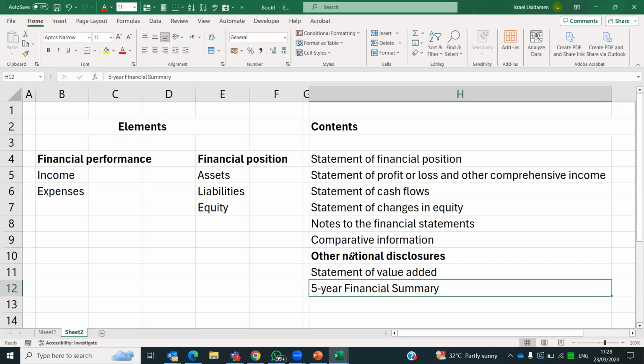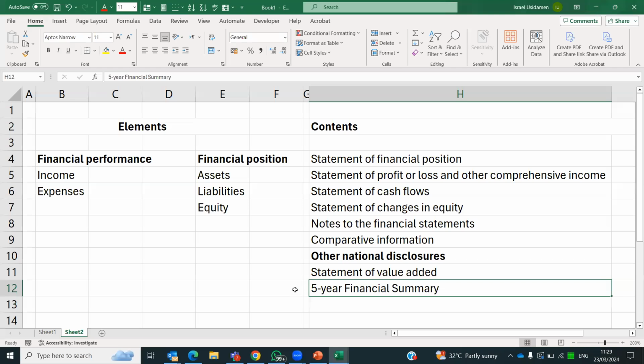When they ask you what are the contents, do well to explain to them that there is a content that is prescribed specifically by IFRS, and there is an additional content prescribed by the company law. In addition to what you have here, there's even what they call director's report. Well, that's for annual report anyway, but for the full-fledged financial statement, these two will do as other national disclosures.